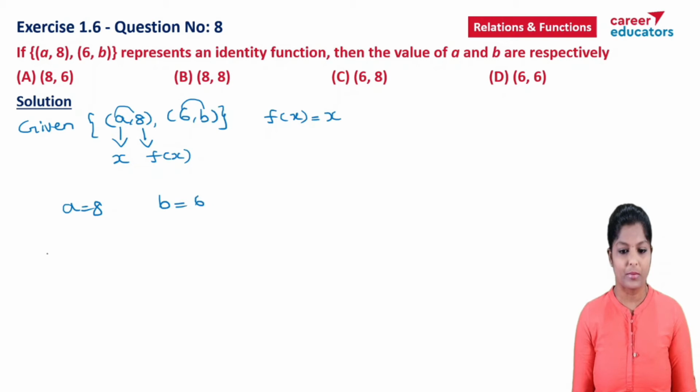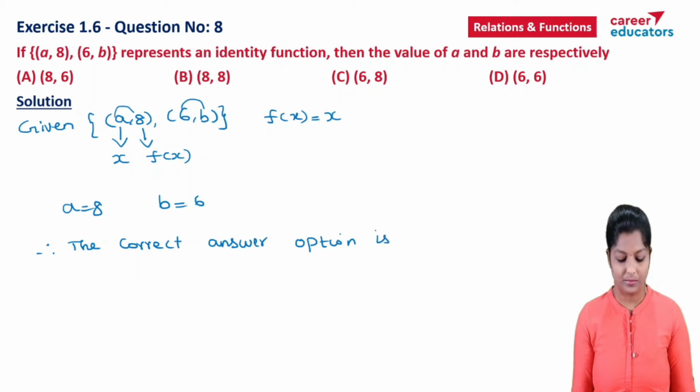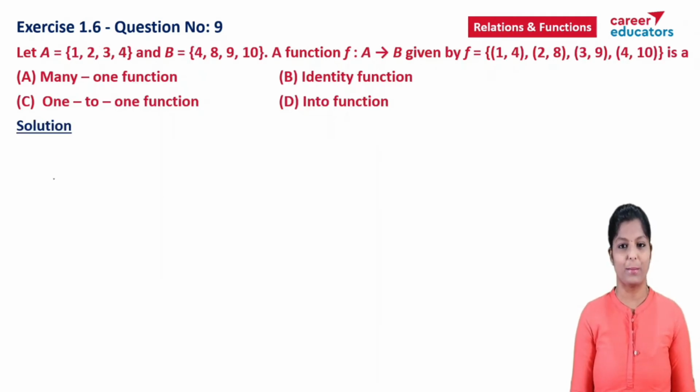Therefore, the correct answer option is A, 8 comma 6. That's all, we have completed this problem. Next, we are going to solve question number 9. Here, set A and set B are given and also a function is given. We have to identify the type of given function.